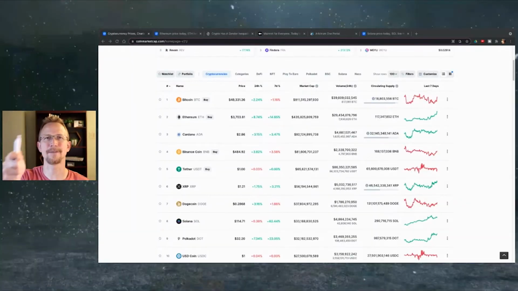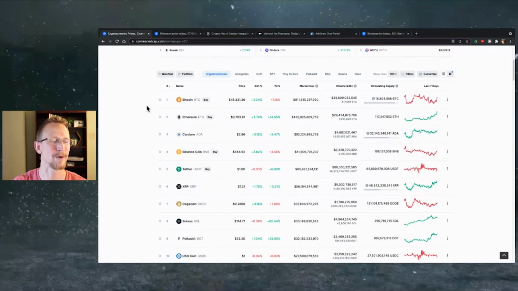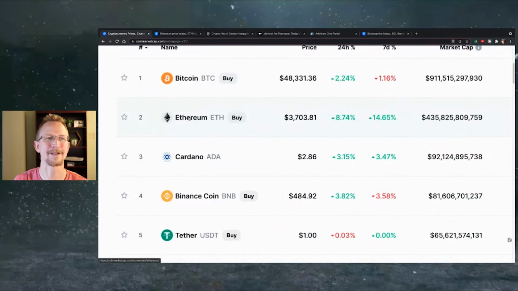Let's move right on to the cryptos. So right here, we have the list on CoinMarketCap of the top cryptos by market cap. So we got Bitcoin, of course, at number one. We have Ethereum coming in at number two, and it's up almost 9% right now. It's up almost 15% for the past 7 days. And you can see its market cap is closing in on half of what Bitcoin's market cap is.